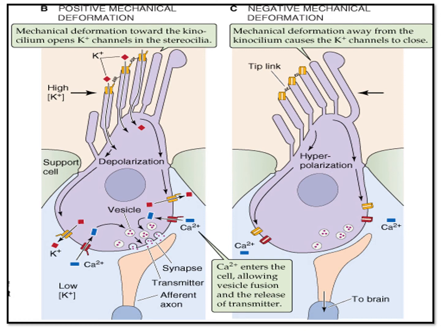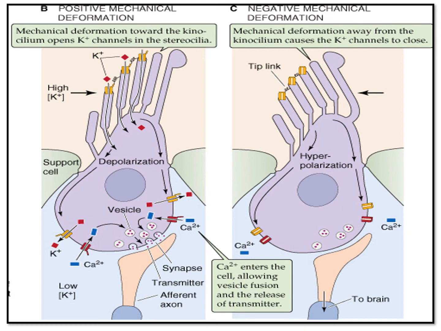Potassium, which is high in concentration in the endolymph, has entered into the hair cells, causing their depolarization, and ultimately the voltage-gated calcium channels have opened, and vesicles from the basal part of the hair cells have been secreting the neurotransmitters, which is causing the depolarization of the afferent axon.